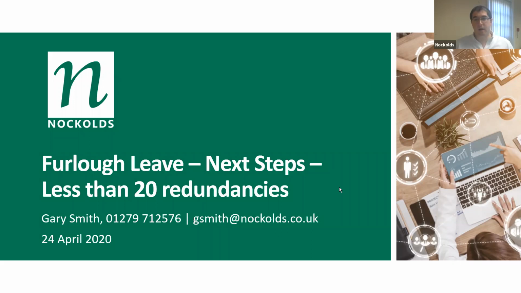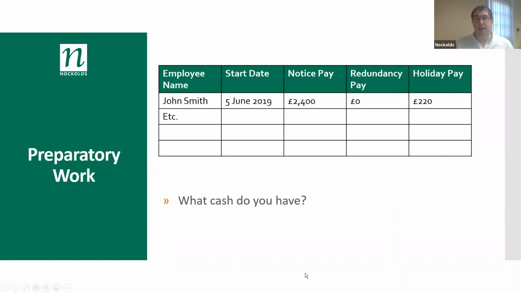So as I say, this is for those where we're looking at fewer than 20 redundancies. Now, the key to any redundancy process is preparation. For understandable reasons, employers who have got to the point of deciding to make people redundant are under a lot of pressure and want to make decisions quickly. Once the decision is made, let's move, let's get it done. But that is where employers tend to trip themselves up, because they rush into it without doing the necessary preparatory work. So the first port of call is, of course, to work out, well, look, what could this potentially cost?